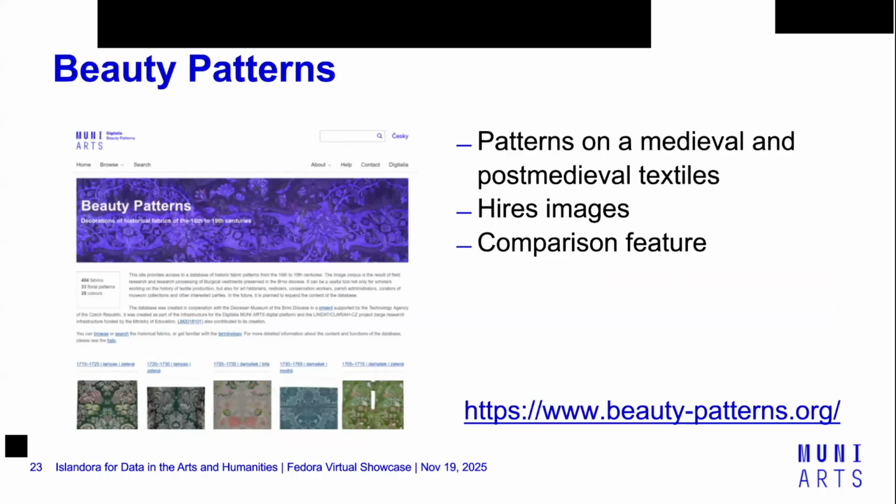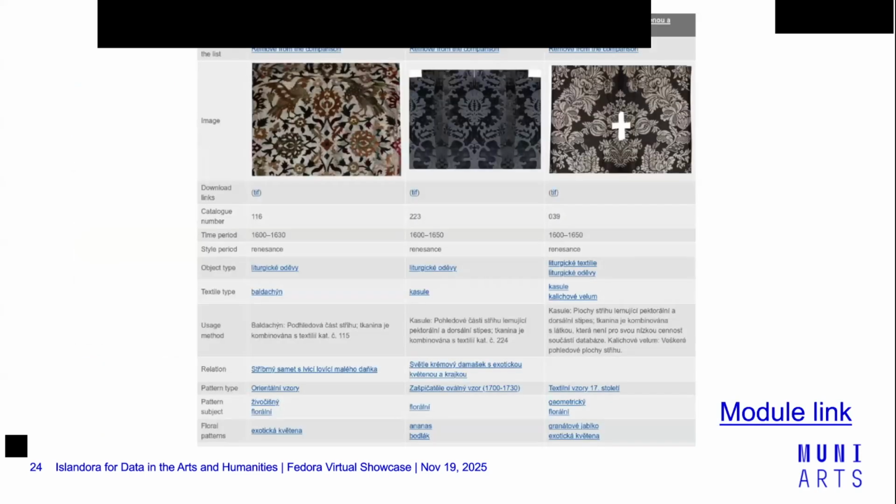Another example of a different kind of platform is a platform that is called Beauty Patterns. There are stored patterns of medieval and post-medieval textiles. It is mostly high-res images, and for example, we implemented a comparison feature which looks this way. If a researcher wants to compare two or three or more textiles, she or he can just put them into a set, and it is visualized the way you can see on the slide. And there's a lot of metadata, and you can easily compare how they differ.